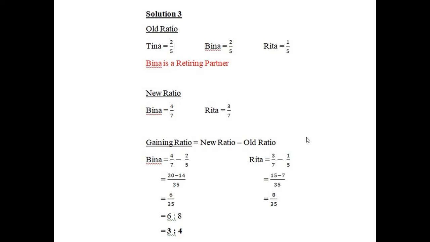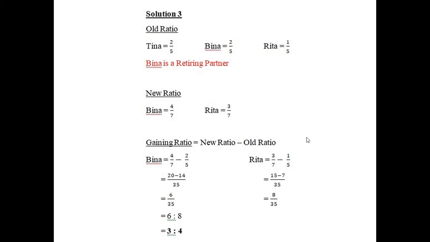Tina, Bina, and Rita are partners sharing profits and losses in the ratio of 2 is to 2 is to 1. So Tina, Bina, and Rita are the partners, and in this case, Tina is going out. So the old ratio you can see here, 2 is to 2 is to 1. And this question is very much simple because the new ratio is already provided in this question. So you are just supposed to calculate the gaining ratio.